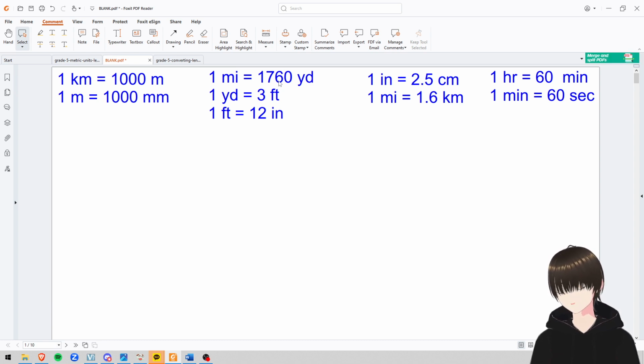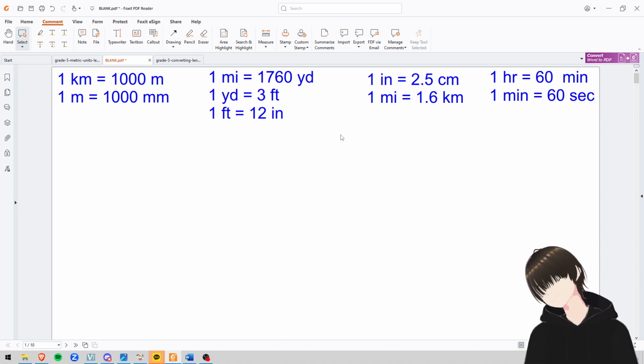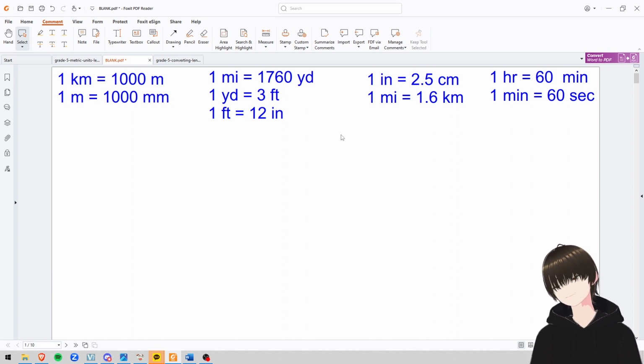Sometimes it's 1 to 1760, it's 1 to 3, it's 1 to 12. As you all know, 1 foot is approximately 12 inches, or it is 12 inches, and 1 inch is approximately 2.5 centimeters. 1 mile can be converted to kilometers, hours to minutes, minutes to seconds. There is a vast world of units that can be converted between each other, and it's not in multiples of 10.